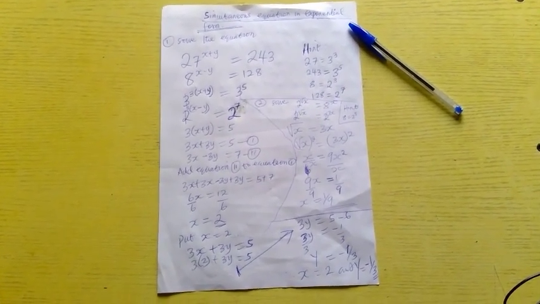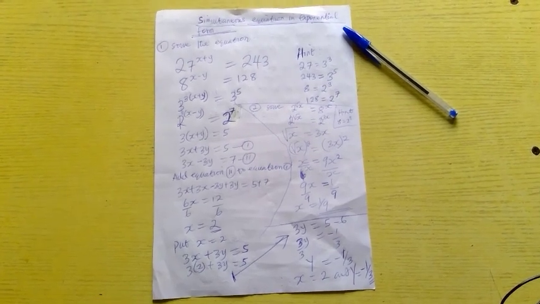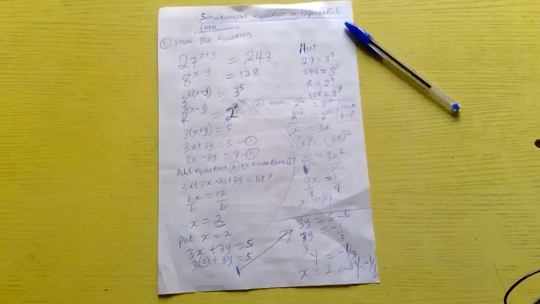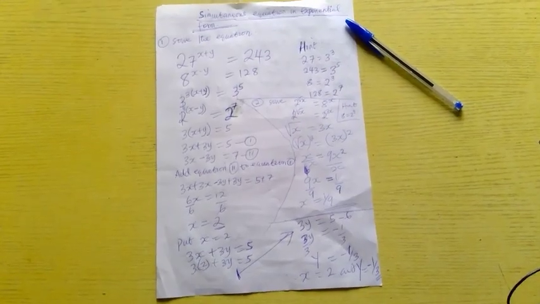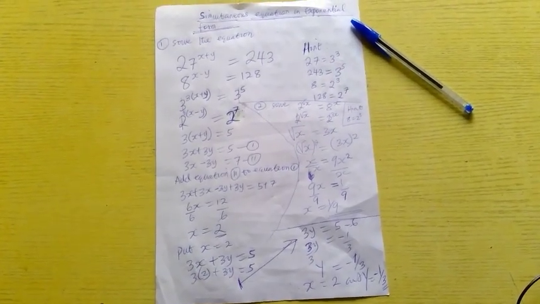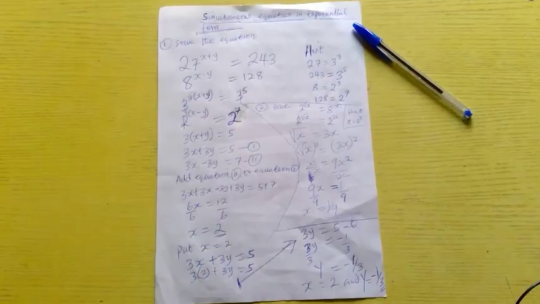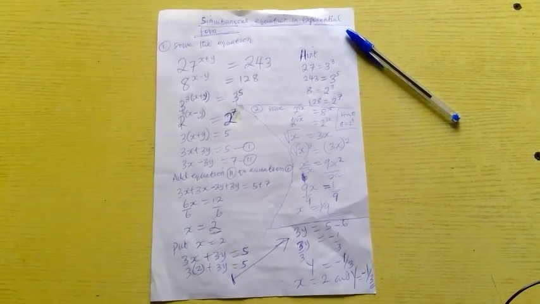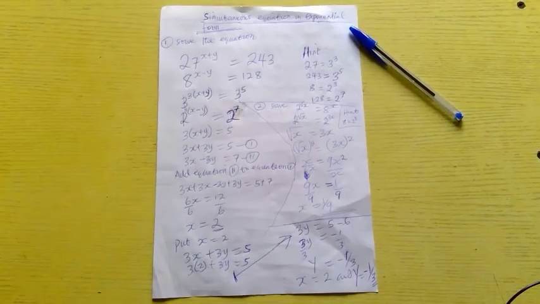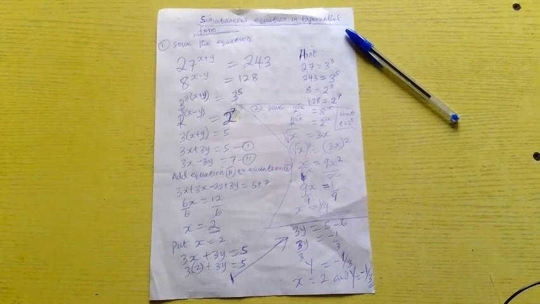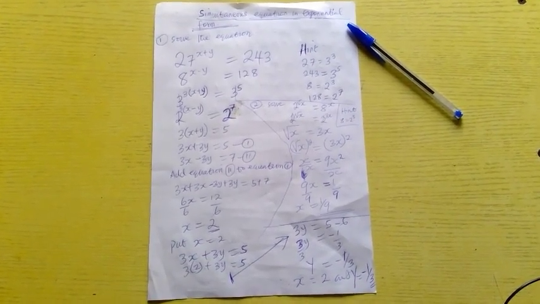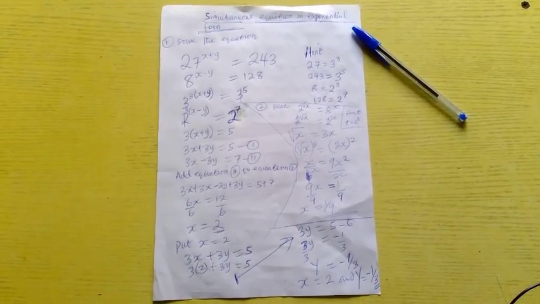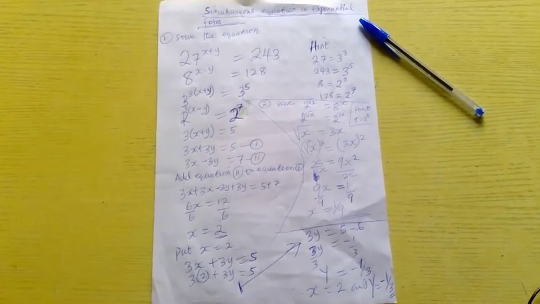You are given 27 raised to power x plus y equals 243. Next line, 8 raised to power x minus y equals 128. Please note that 27 is 3 raised to power 3 and 243 is 3 raised to power 5. The idea here is that the base is the same.